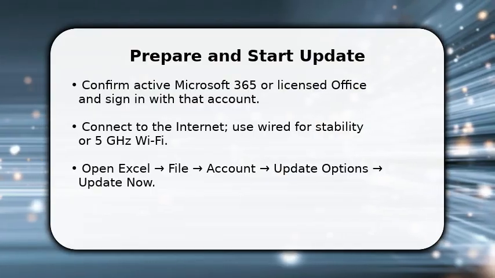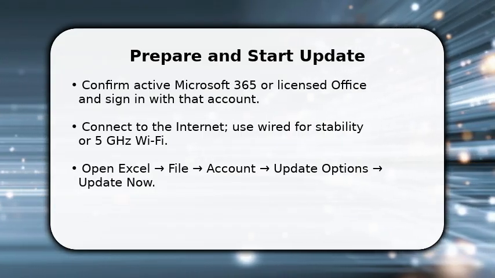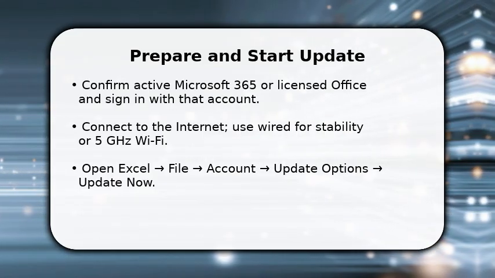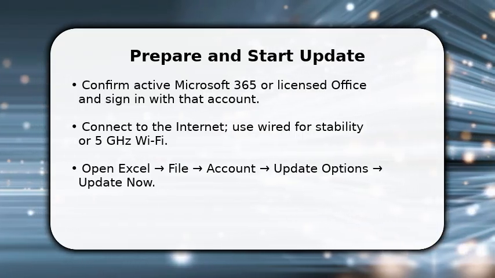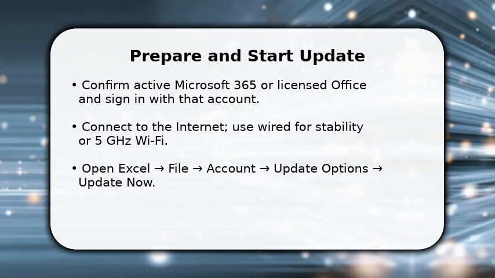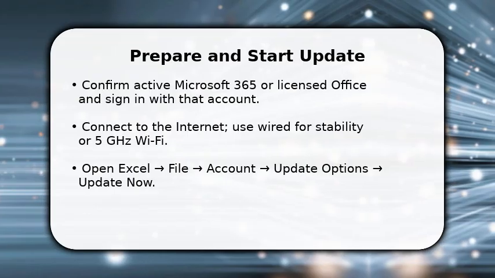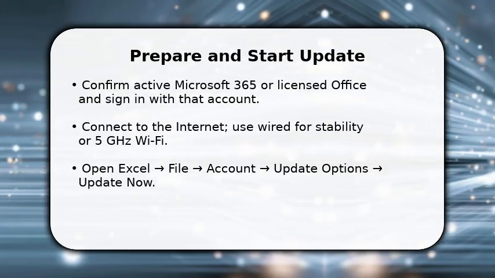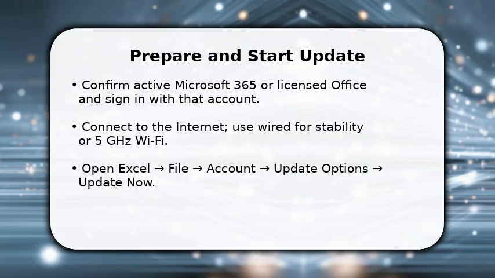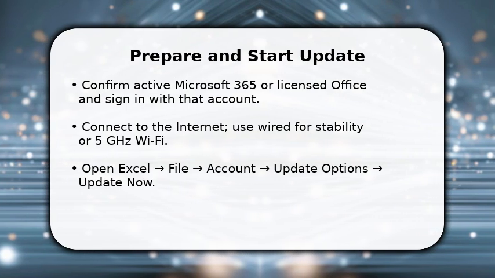You'll start right away by confirming your Office license and signing in so updates apply correctly. Once signed in, make sure you have a stable internet connection. Wired is best. Then open Excel and go to File, Account, and choose Update options. Select Update Now to begin. You trigger the update and download sequence. While it runs, keep Excel open and avoid heavy network tasks so the download completes without interruption. This first step gets the process moving.